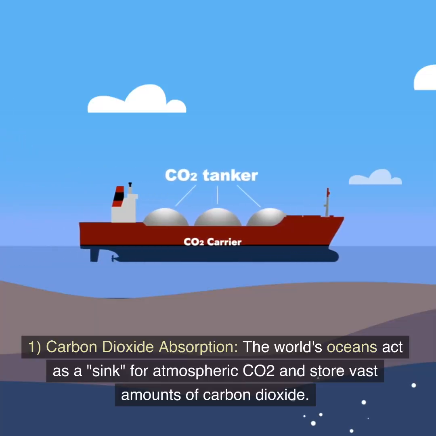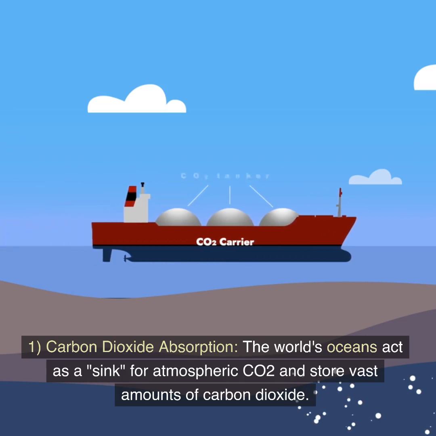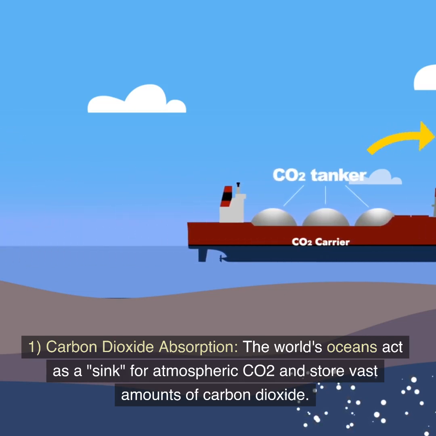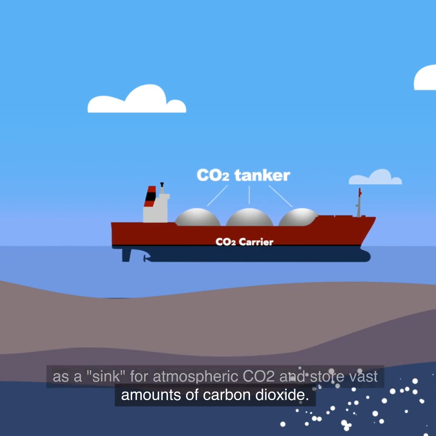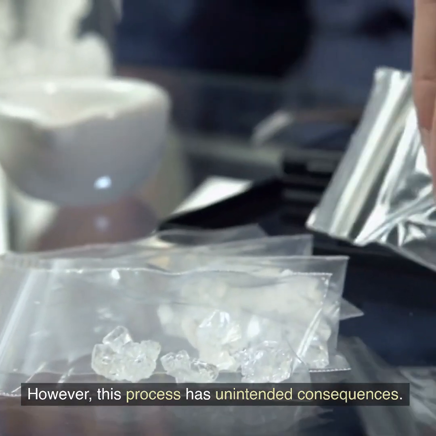1. Carbon dioxide absorption. The world's oceans act as a sink for atmospheric CO2 and store vast amounts of carbon dioxide. However, this process has unintended consequences.